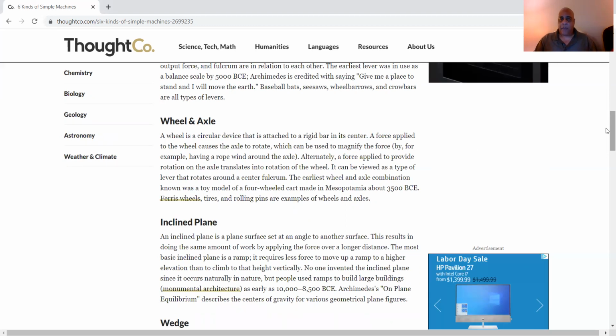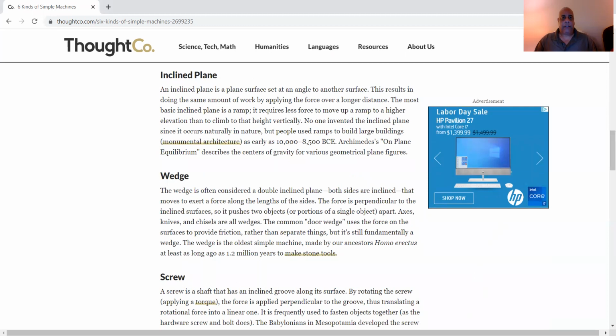Now, one of my favorites is the inclined plane. An inclined plane is a plane surface at an angle to another surface. This results in doing the same amount of work by applying the force over a longer distance. Now, the most basic inclined plane is a ramp. Why? Because it requires less force to move up to a higher elevation than to climb to that height vertically.